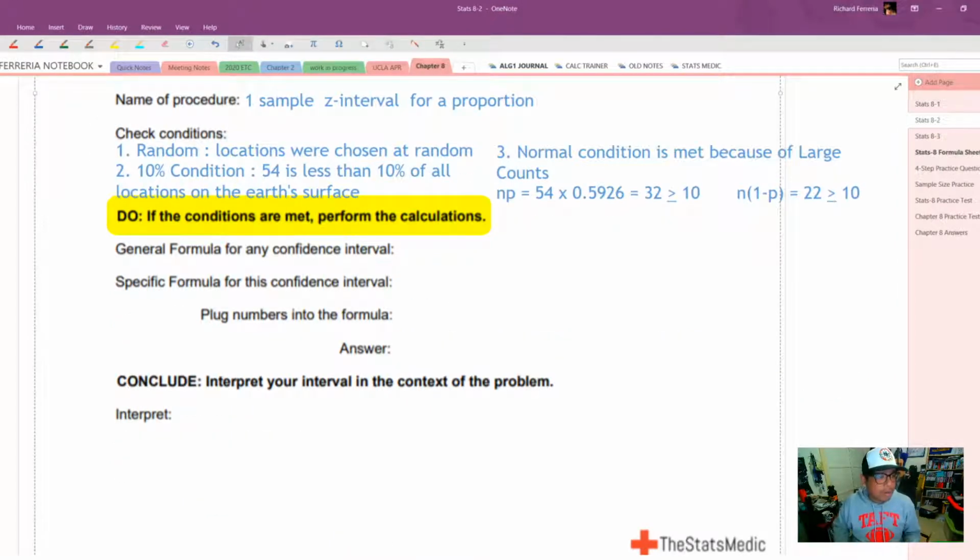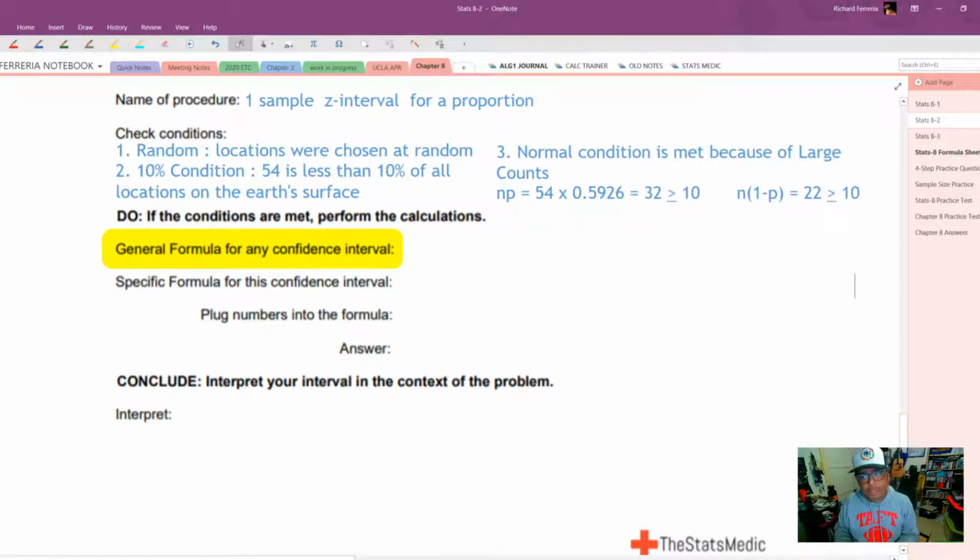The do part here is if the conditions are met, perform the calculations. You notice there are 4 things in the do part. First is the general formula for any confidence interval, and that's always going to be the same. That's the point estimate plus or minus the margin of error.